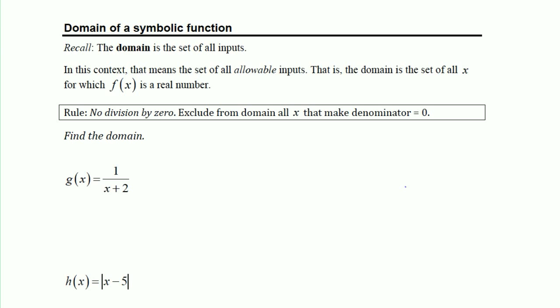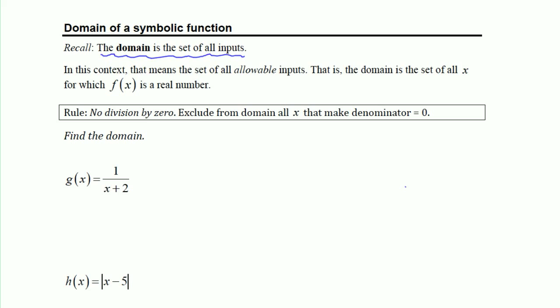Domain of a symbolic function. So recall first of all, the domain is the set of all inputs. When we were finding the domain from a graph, that meant the set of all x values, and we could visualize what those x values are from looking at the graph. When we're dealing with a function that's defined like a formula, like this g of x equals 1 over x plus 2, finding the domain is a very different kind of process.